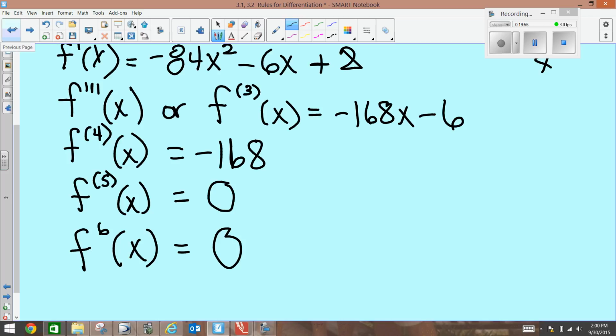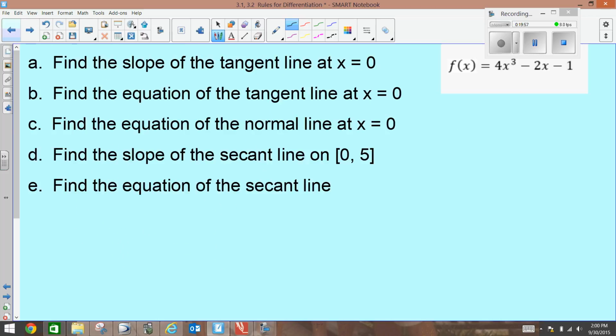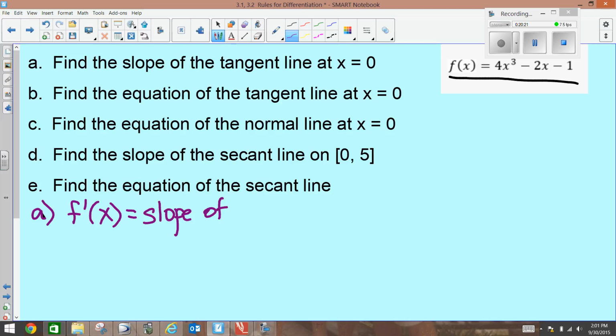All right, keep backing up. Let's try these examples. Okay, so we got another polynomial. Find the slope of the tangent line at x equals 0. Okay, so part A. Slope of the tangent line, all right? That means f prime of x. That's the slope of the tangent line. Slope of tangent equals f prime.